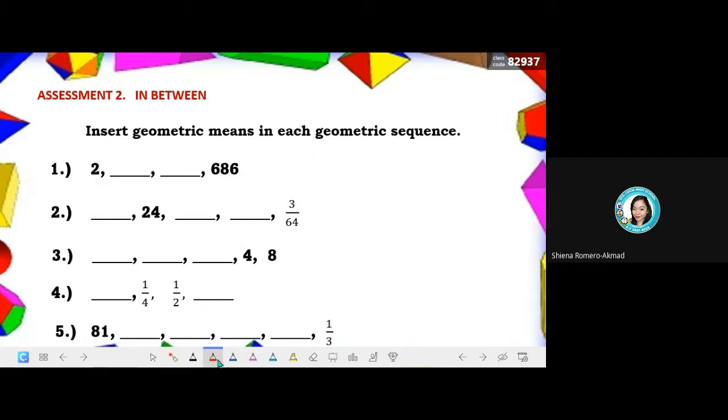Ano kaya yung magiging ratio niyan? Let us solve. So, R is equal to 4 minus 1 root of 686 divided by 2. So, what is 686 divided by 2? Ayan, 343.